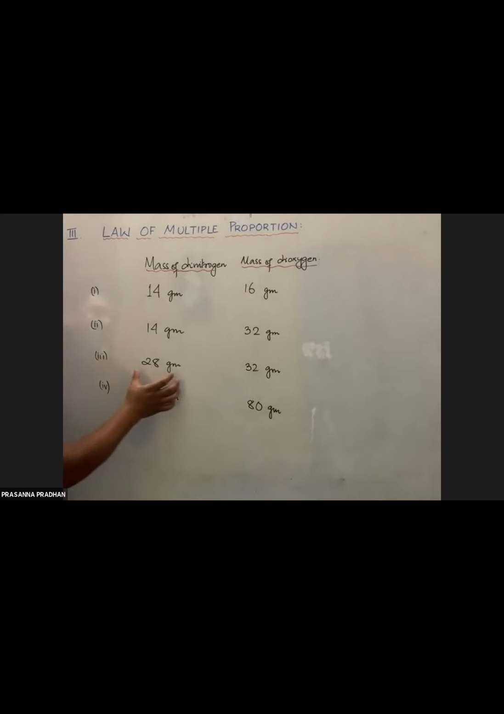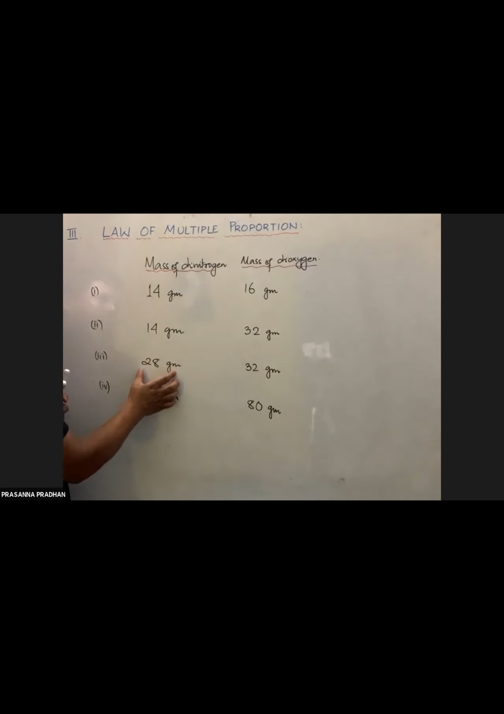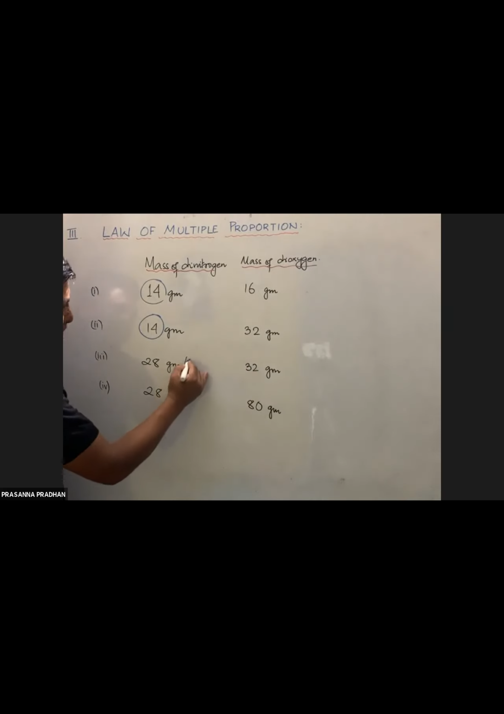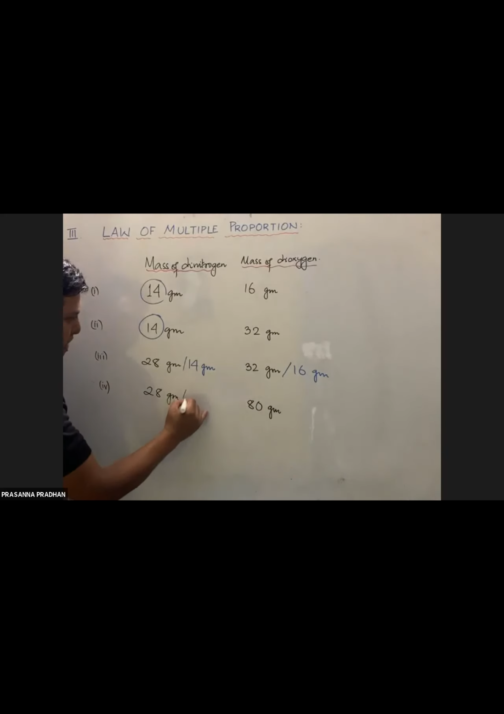Here 28 gram combines with 32 gram. So 14 gram should combine with how many gram? I'm trying to explain to you. You told me you want to fix the mass at 14 gram. Here it is 28, and 28 combines with 32, so 14 combines with how much? 16? Yes, exactly half. 28 combines with 80, so 14 should combine with how much?